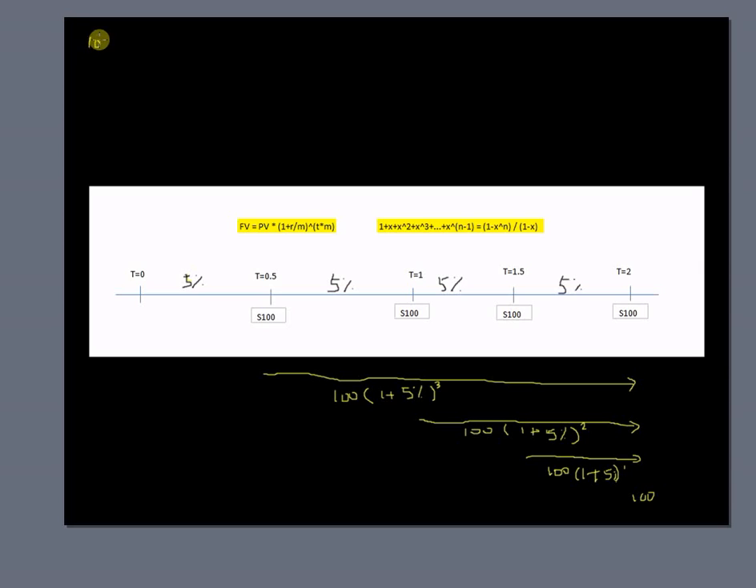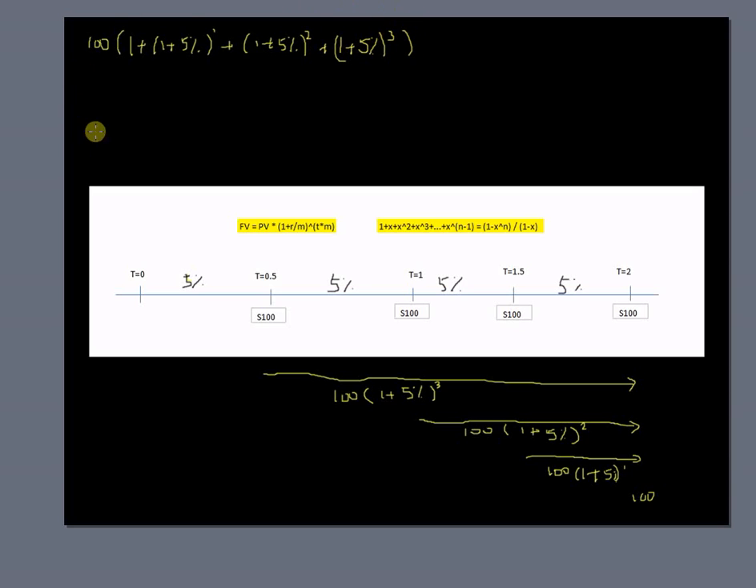Okay, so it's 100. Let me bring out this $100 to simplify the whole formula. Okay, 100, 1 plus, what's this? You bring out $100, it will be 1 plus 5% to the power of 1, plus this term 1 plus 5% to the power of 2, and then finally the last term plus 1 plus 5% to the power of 3.